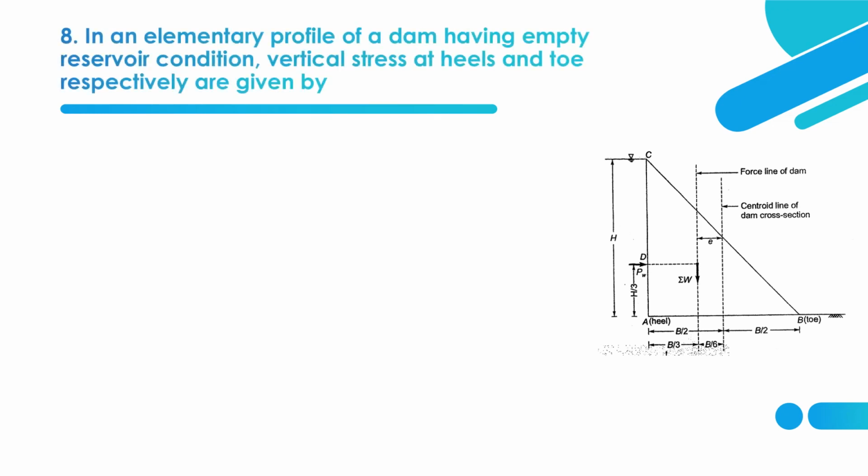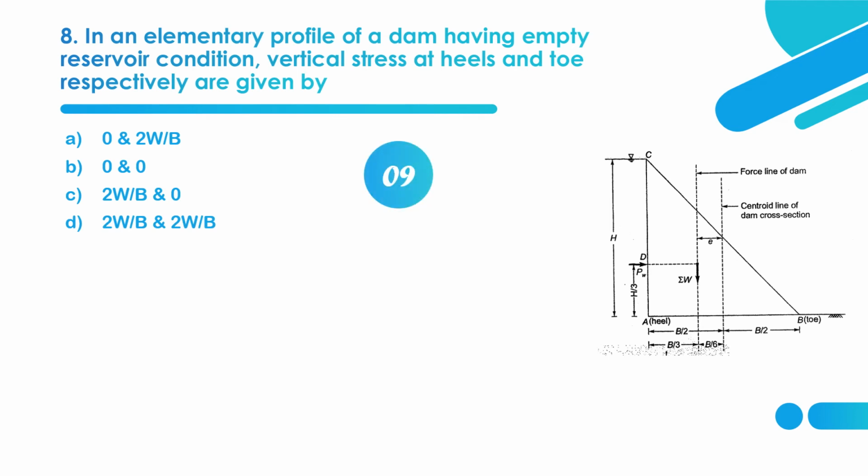So in an elementary profile of a dam having empty reservoir condition, vertical stress at heel and toe respectively are given by what? So here you can see in this diagram where is the heel and where is the toe. So at heel, what is the vertical stress in case of empty reservoir condition? And at toe, what will be the vertical stress in case of empty reservoir? That is, there is no water in the upstream side of the dam.